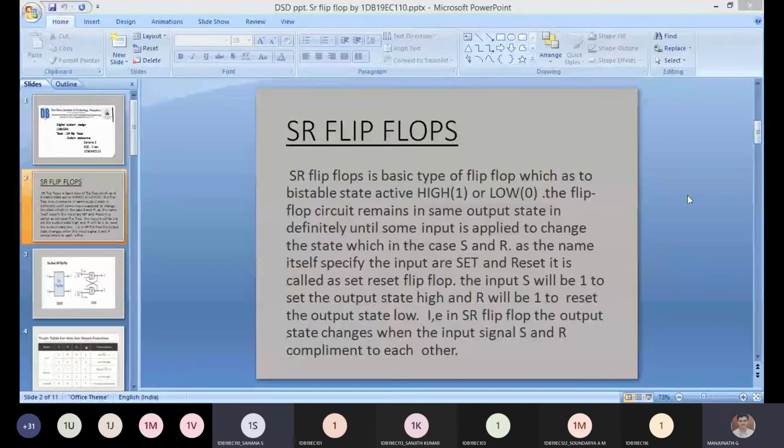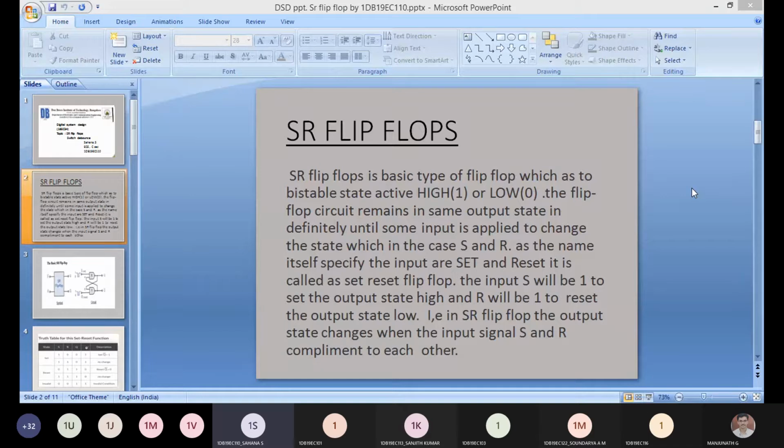SR flip-flop is a basic type of flip-flop which has two bistable states, active high, that is 1, or low, 0. The flip-flop circuit remains in the same output state indefinitely until some input is applied to change the state, which in this case are S and R. As the name itself specifies, the inputs are set and reset. It is called the set reset flip-flop.